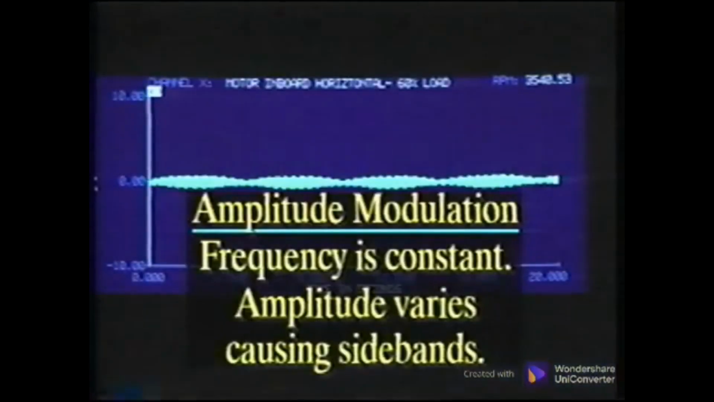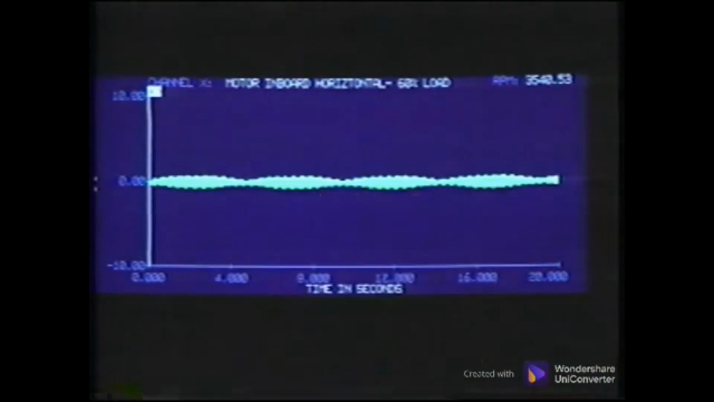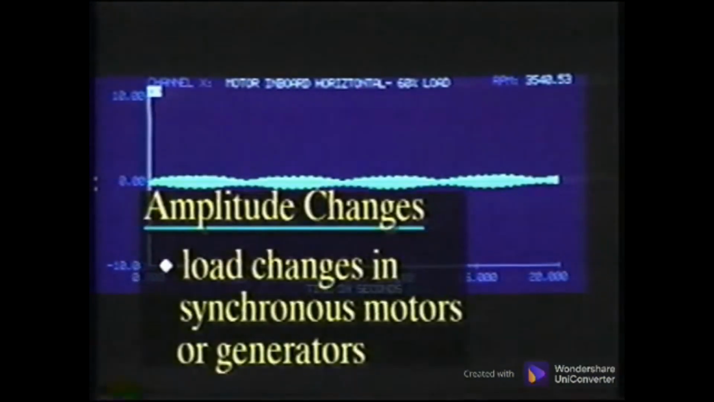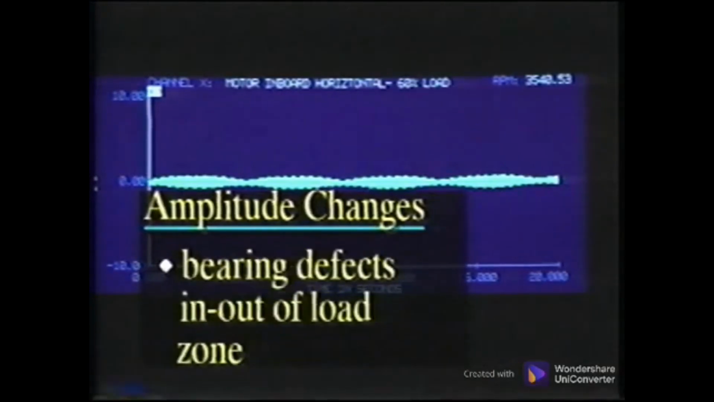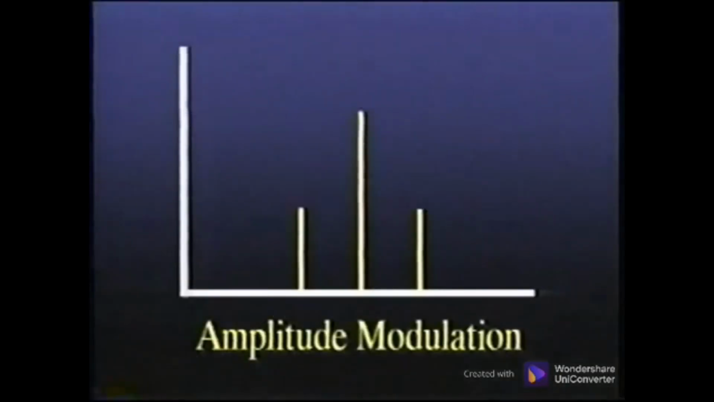Frequency modulation is due to speed variations causing frequency changes. In amplitude modulation, the frequency remains constant and the amplitude varies, causing sidebands around a carrier frequency. These changes in amplitude could be from repetitive load changes in synchronous motors or generators. They could also occur in rolling element bearings as the defect passes in and out of the load zone.